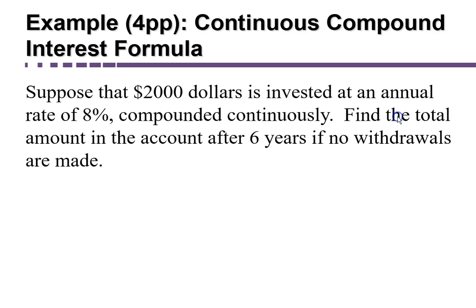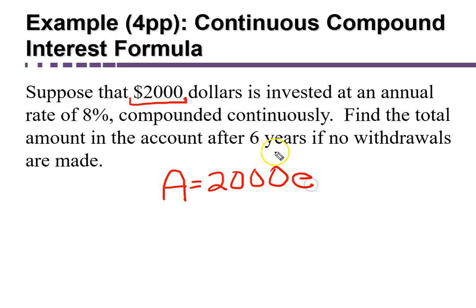There we go. So let's set this one up here. So future amount equals the principal, which is $2,000. Now we're going to multiply it by E, and the interest rate is 8%. So I'm going to put this in a parenthesis here. And we're going to times this by 6 years.